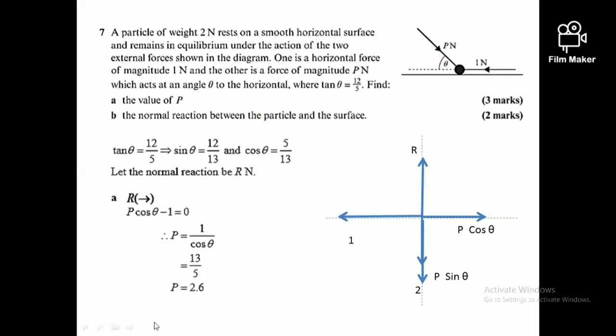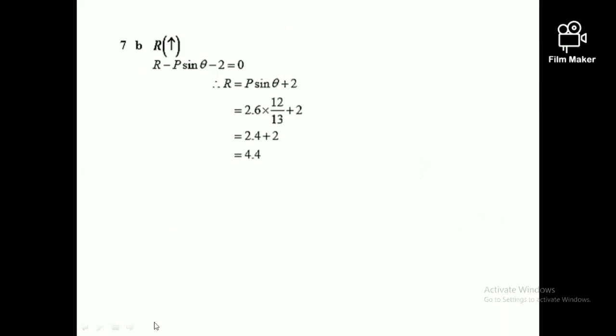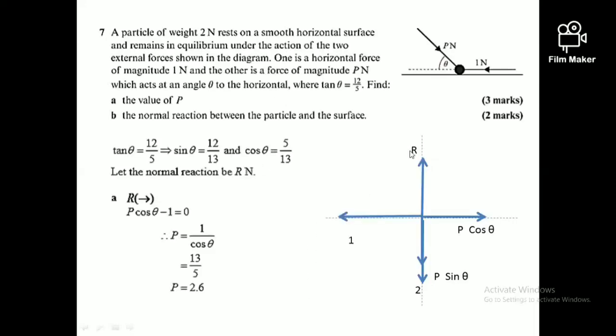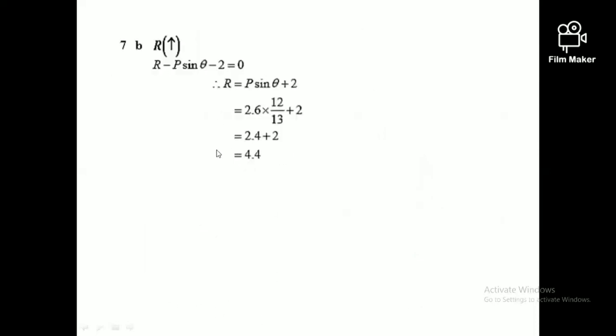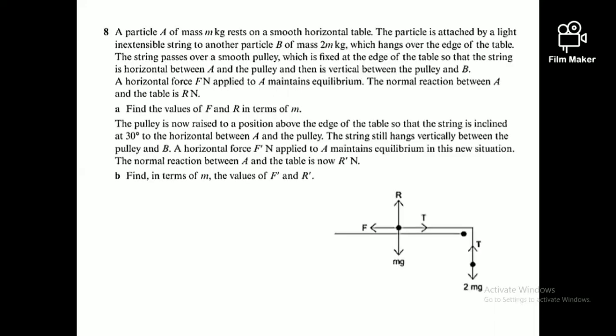Okay. Then we know the value for P is 2.6. Then we consider the vertical equilibrium. R equals P sin theta plus 2, or you can say R minus P sin theta minus 2 equals 0. Now you know the value for P. If you substitute P, you can obtain the answer for R as 4.4 newtons. That's how you need to obtain the answer for that question. Right. Then let's move on to question number 8.